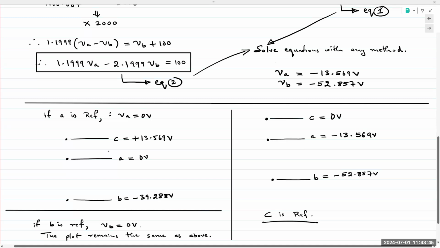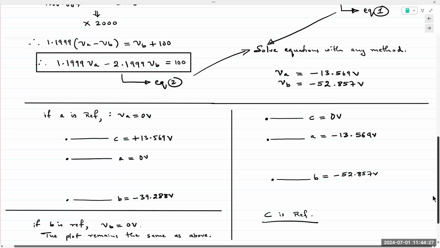Okay. The important point being, it doesn't matter which is your reference node. What you choose as a reference node has no bearing on your final answers. Your node voltages would be different, right? Because your reference point is different. But when you plug in these node voltages into your equations, you would obtain the exact same resistor values. If A is your reference, VC is plus 13, VB is minus 39. If B is your reference, VB is 0, VA would be plus 39, and VC would be plus 52 volts. Does that make sense to everyone? It's a very important point.